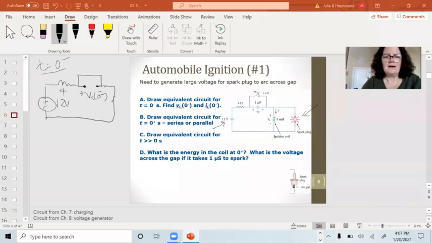These things feeding a 4 ohm resistor. So through a short, 12 volts over 4 ohms.